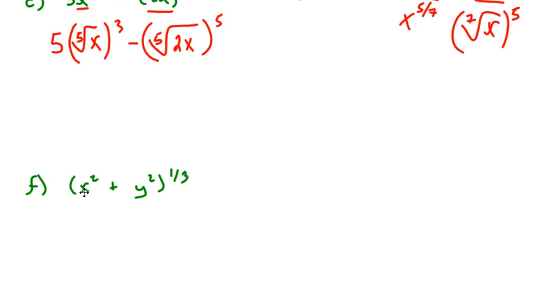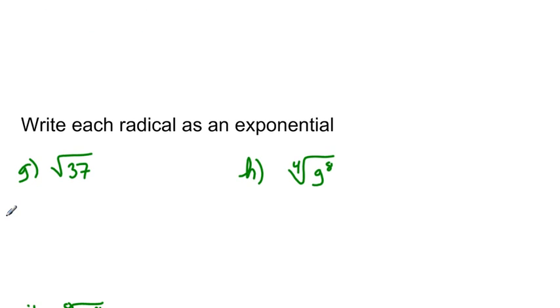So now notice now x squared plus y squared, the whole thing is being raised to the 1/3. So that means the answer would be the 3rd root of the whole thing, x squared plus y squared. Okay, and let's top it all off with, let's go the other way around. Now let's write each radical as an exponent.